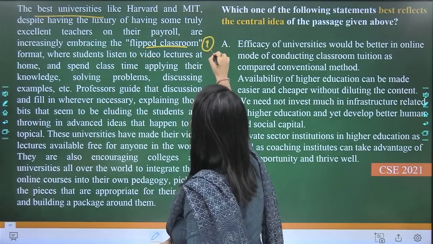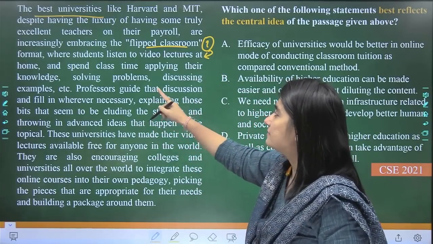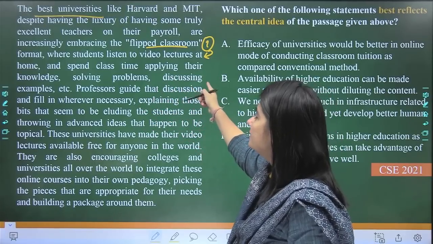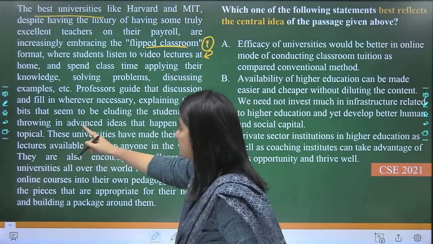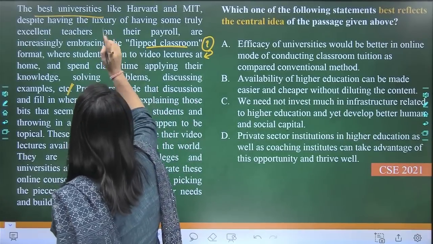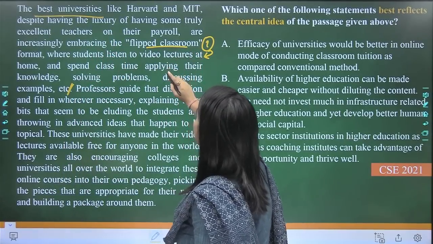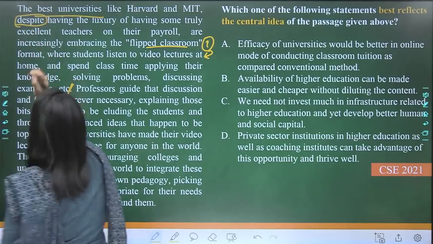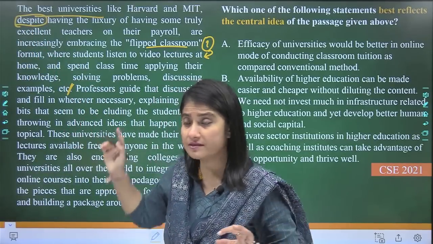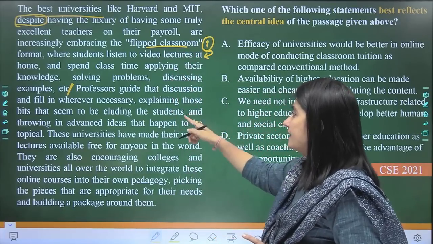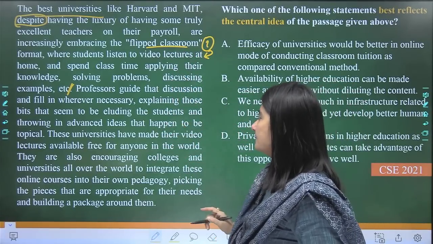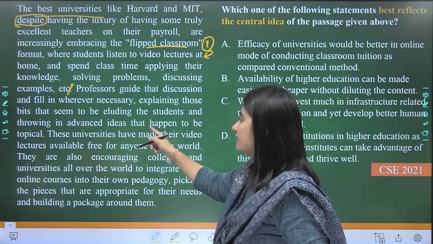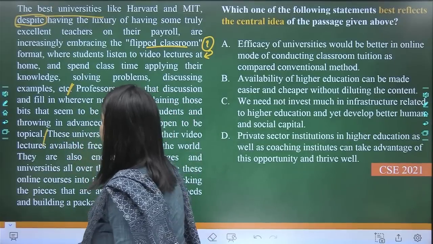Now what is flipped classrooms is given here. Format where students listen to video lectures at home and spend class time applying their knowledge, solving problems, discussing examples. So here what they're talking about, in spite of having excellent teachers. The word here used is despite. They have the best infrastructure, right? No doubt, but still this is what they're doing. Professors guide that discussion and fill in whenever necessary, explaining those bits that seem to be eluding the students and throwing in advanced ideas that happen to be topical.